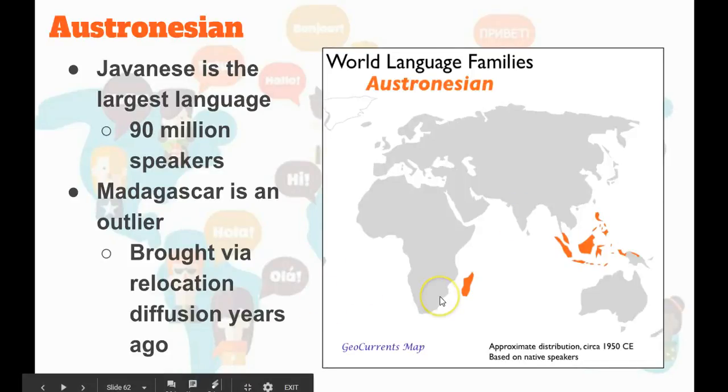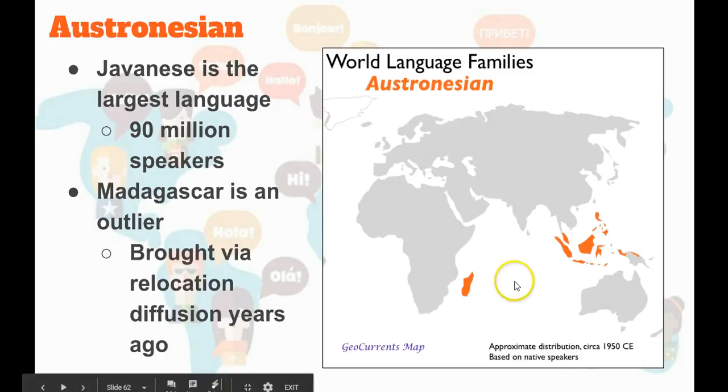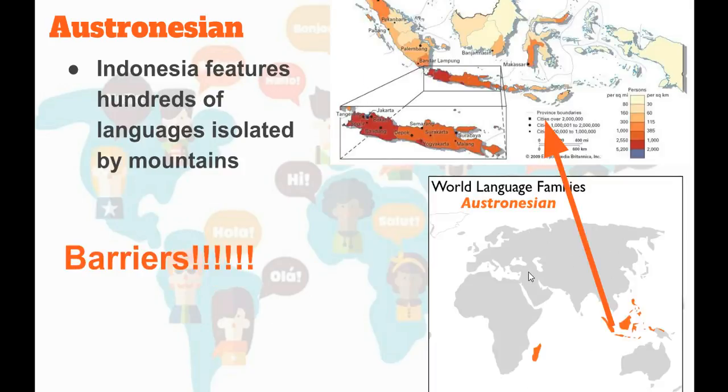A question you might receive sometime in the future, may not be from me, is how does this language get to Madagascar? Obviously this is going to be through relocation diffusion, because you can't really have contagious diffusion when you have an entire Indian Ocean in between.